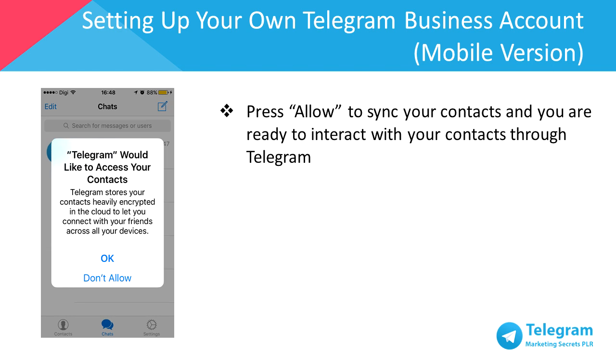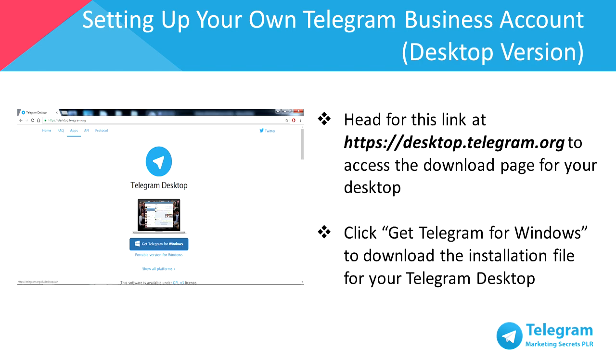Then, it's important to sync your contacts to your Telegram mobile app, which, of course, will sync to your desktop app as well. Select Allow, and you're ready to interact with your contacts through Telegram. Head to this link at desktop.telegram.org to access the download page for your desktop. Click on Get Telegram for Windows or your preferred desktop operating system to download the installation file for Telegram Desktop.